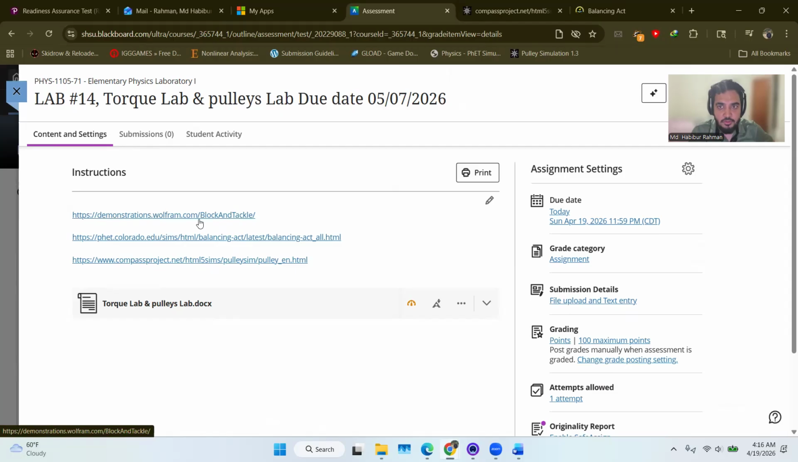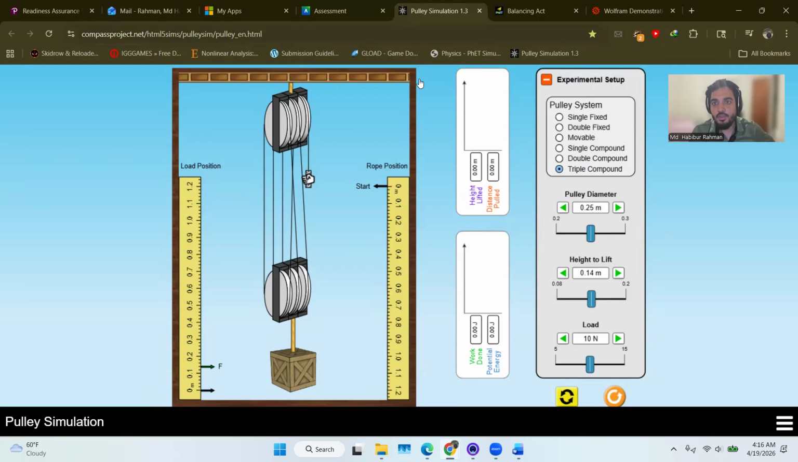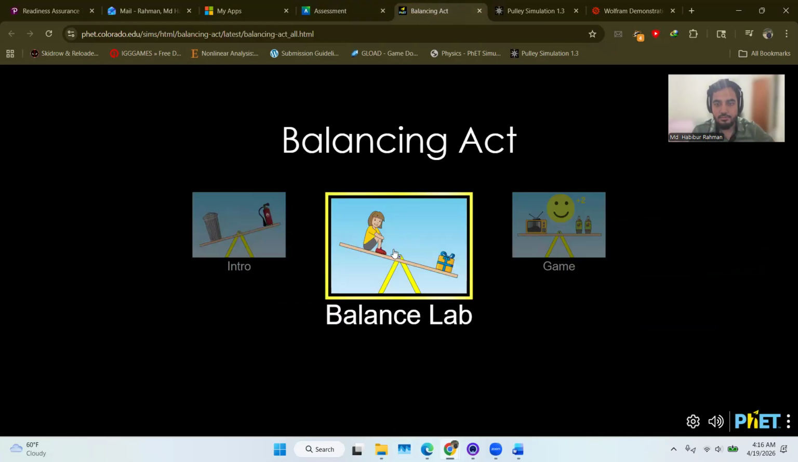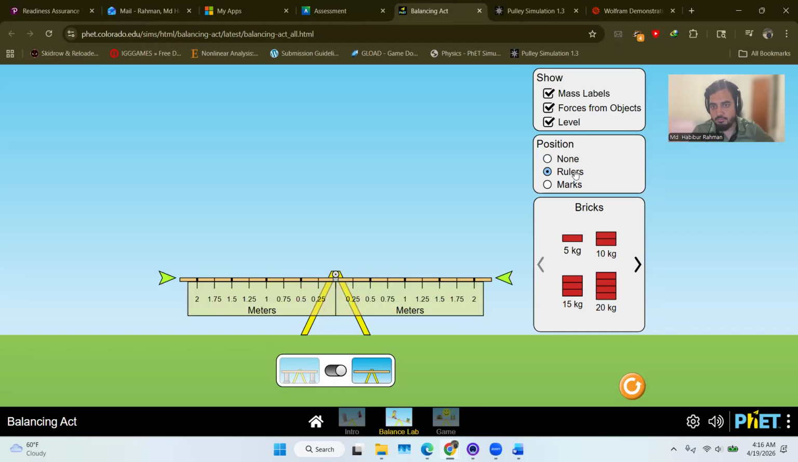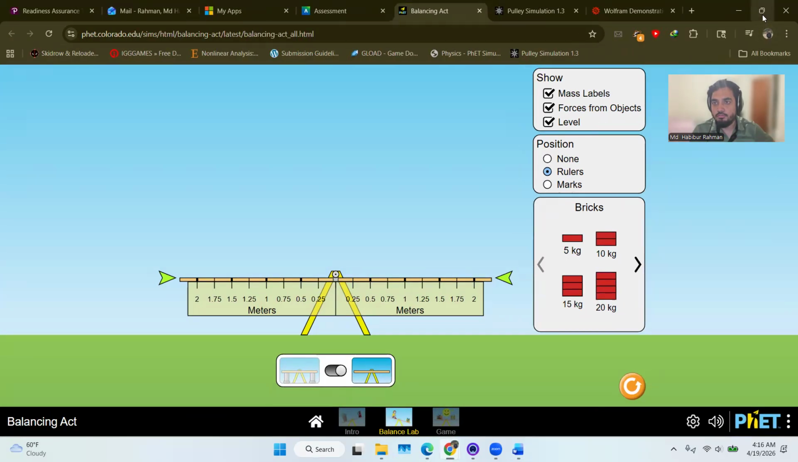So this simulation. The first one is the balancing act. If you click on those links, then you'll find those. Okay, then balancing, I think that one will be good. So today our lab is force of the object, level, ruler. Ruler will be much better. You have to click on the ruler. So our lab is very simple today.